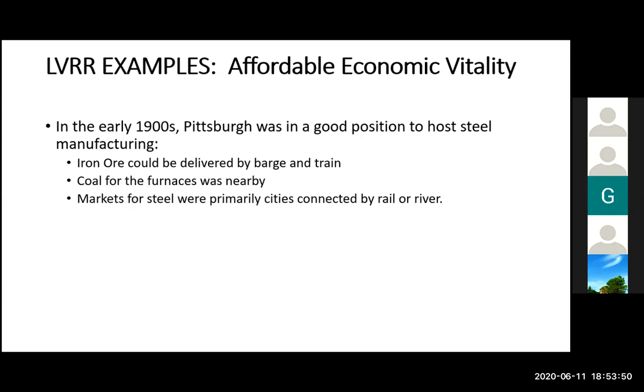Well, in the early 1900s, Pittsburgh was not a thriving city. It was a small city, but it was very well positioned to become the epicenter of steel manufacturing. Iron ore could be delivered by barge and train from its sources nearby in the Great Lakes region. Coal for the furnaces was right there in Pennsylvania and nearby West Virginia. And the markets for the finished steel were either on the East Coast, a short train ride away, or in the South, where the steel could be shipped by barge down the Ohio and Mississippi rivers. So Pittsburgh was a great place for a steel factory.